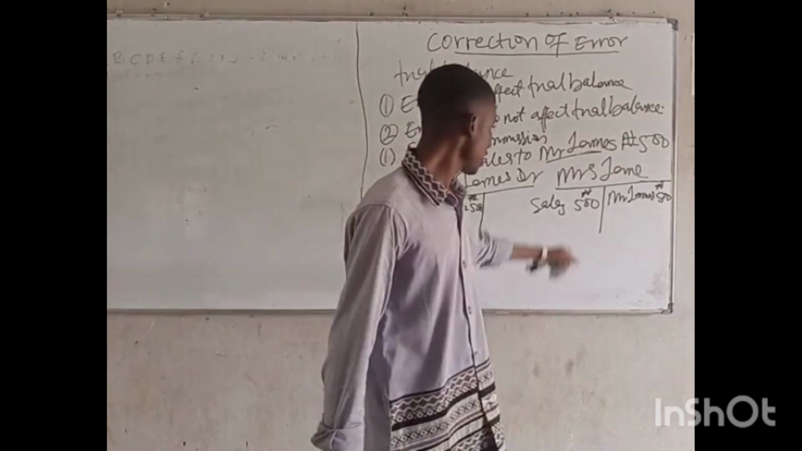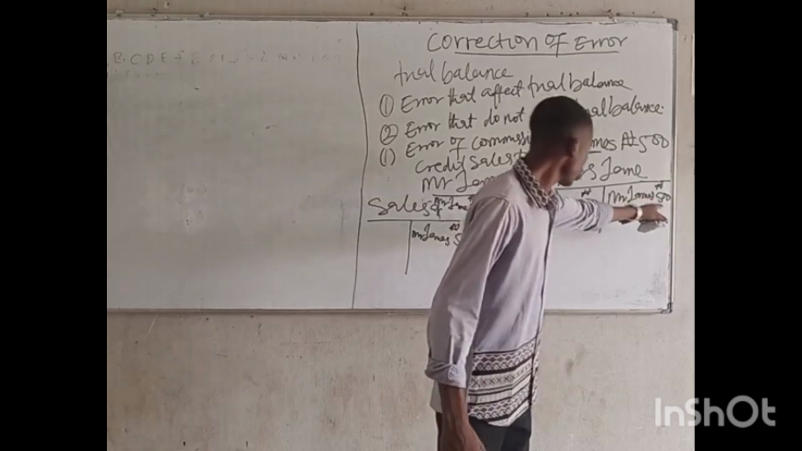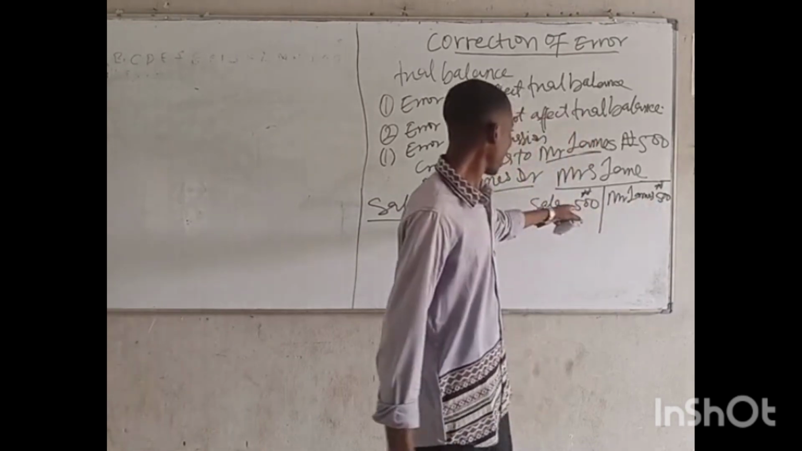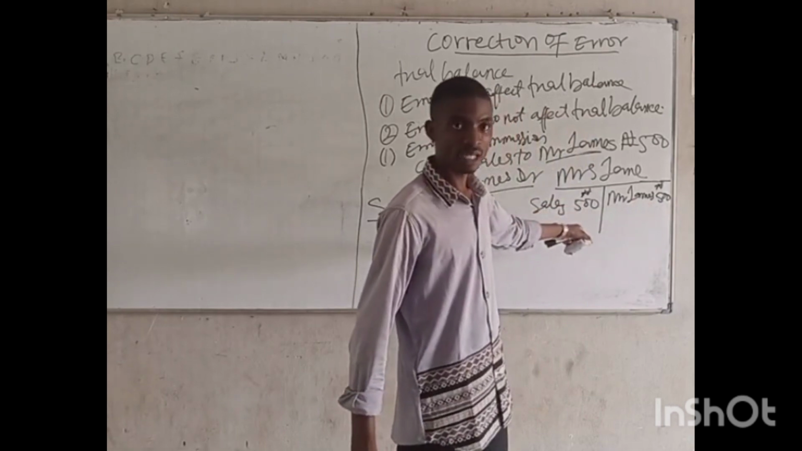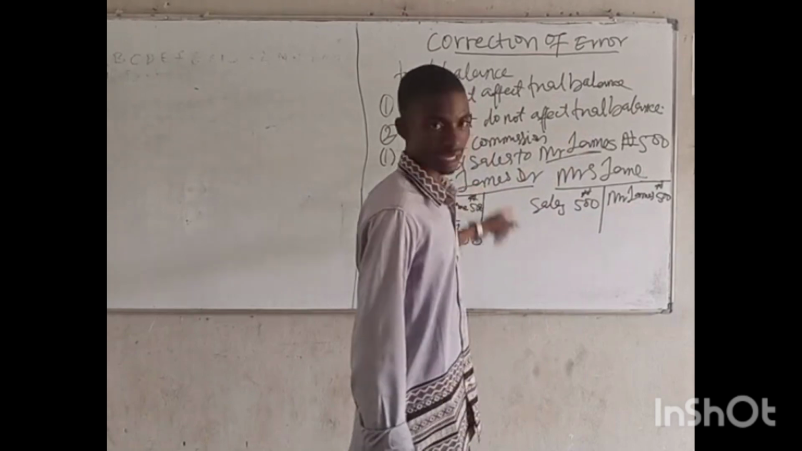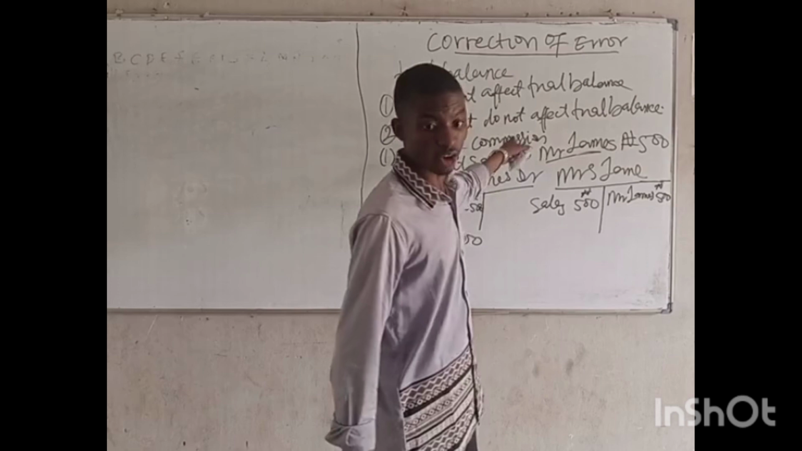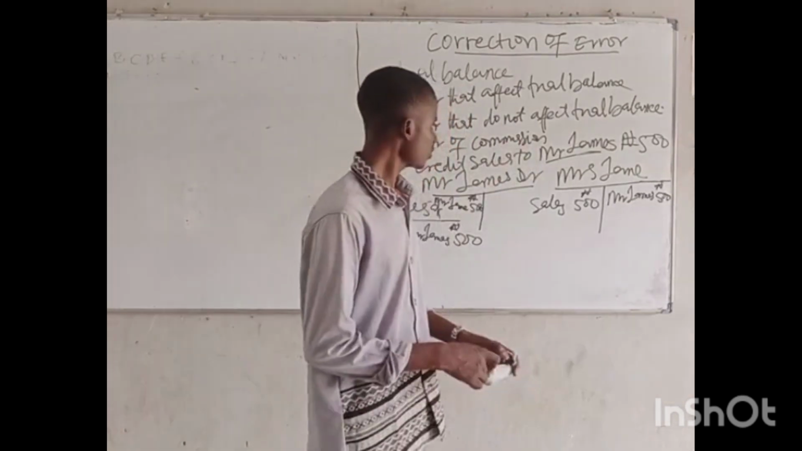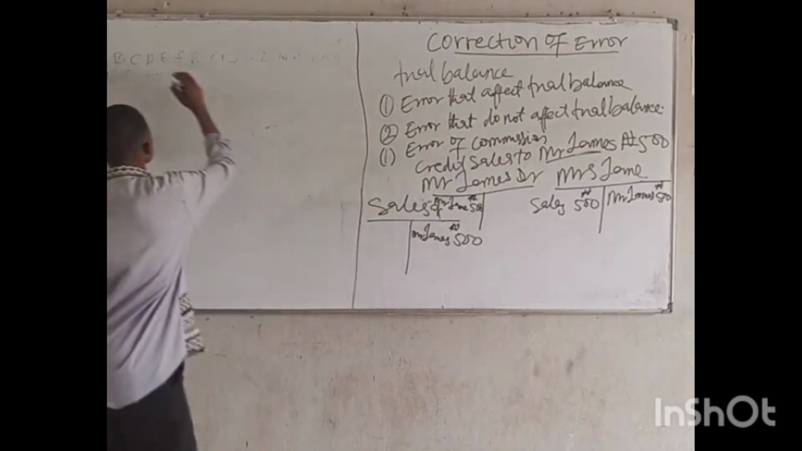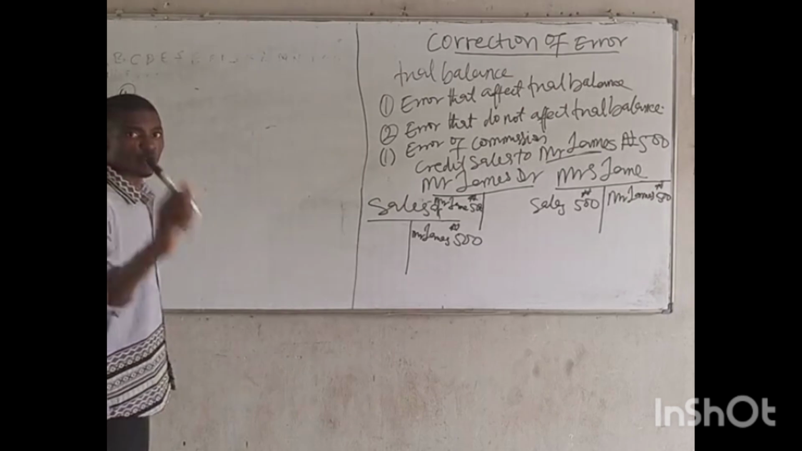Ladies and gentlemen, this is how to correct the error. By recording this on the credit side, you have already cancelled this one. And by so doing, you have already transferred it to the main owner. This is how to correct the error that relates to error of commission. Another error is what is called the error of omission.